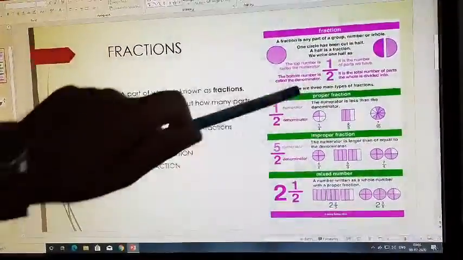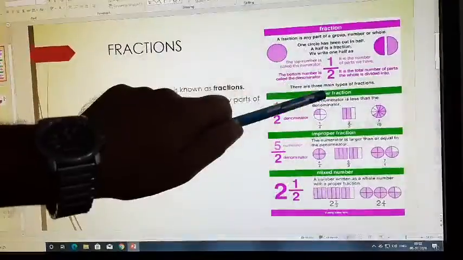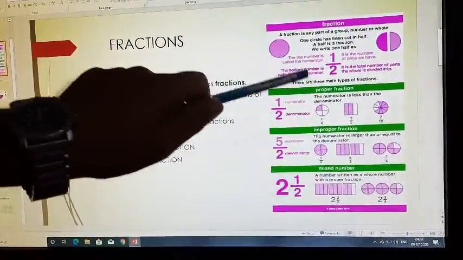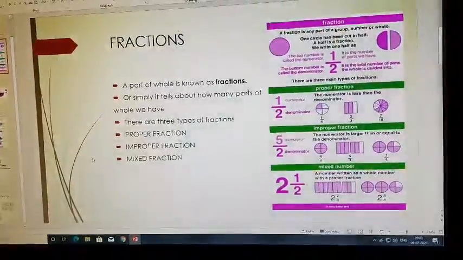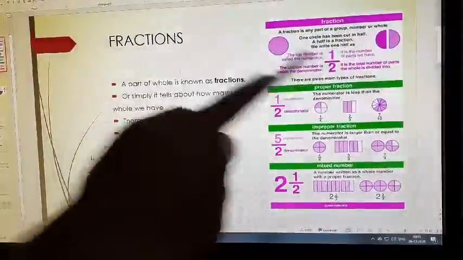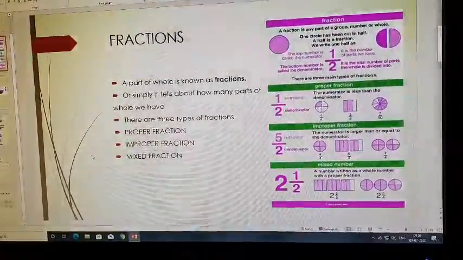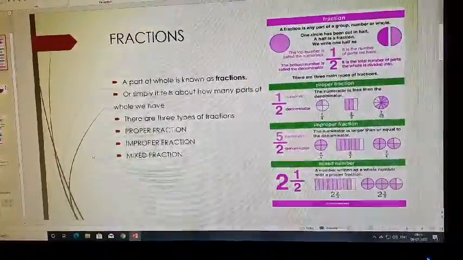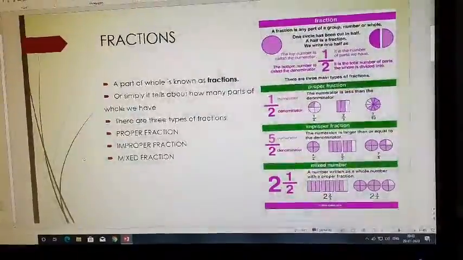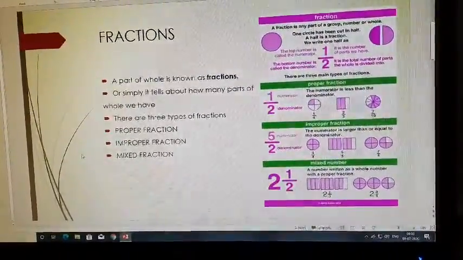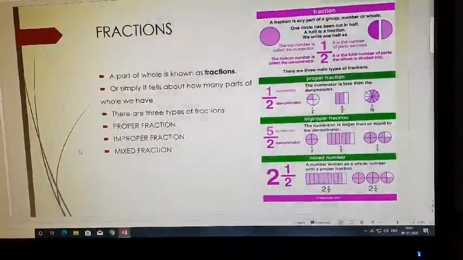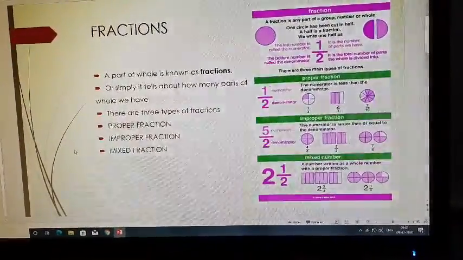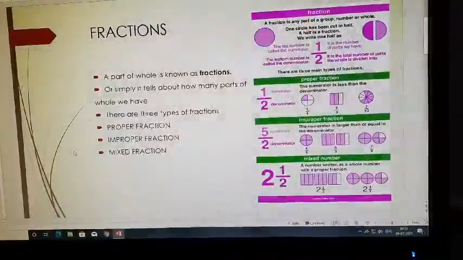In a fraction there are two numbers, one above and one below. The number above is known as the numerator, and the number below is known as the denominator. The number above will represent the number of the parts that we have, and the number below will represent the number of the parts that the whole thing is divided into. Now there are three types of fractions. These are the basics that we recall from the chapter.